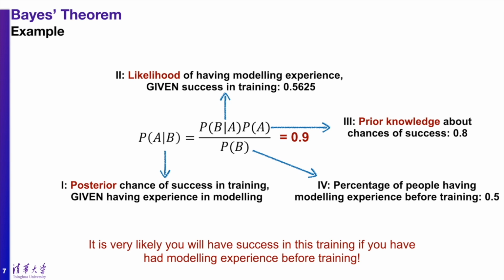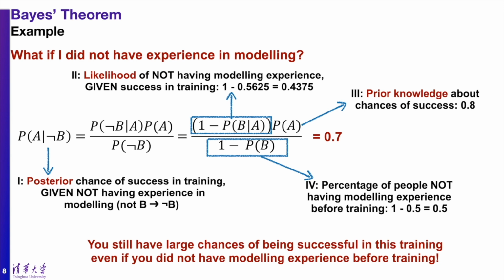Let's get back to the equation. If you substitute all the information provided by Dr. Jiang, we can get the probability we are interested in. We now know that given you have had modeling experience, the probability of your success can be as high as 90%. That means you are very likely to be successful in our training course.